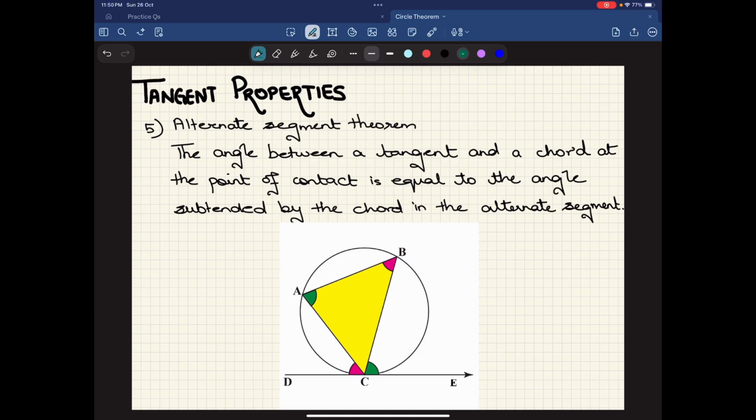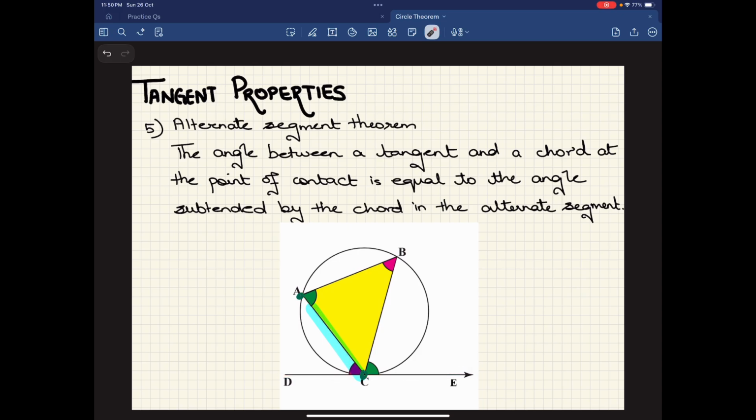And apply the alternate segment theorem. So let's look at chord AC. Okay, so we are now looking at the chord AC. So this is the chord. What are the ends of this chord? A and C. Okay, so the angle made between a tangent and a chord, since we're looking at chord AC at the point of contact, would be this angle, right? So this angle would be equal to the angle subtended by the chord.